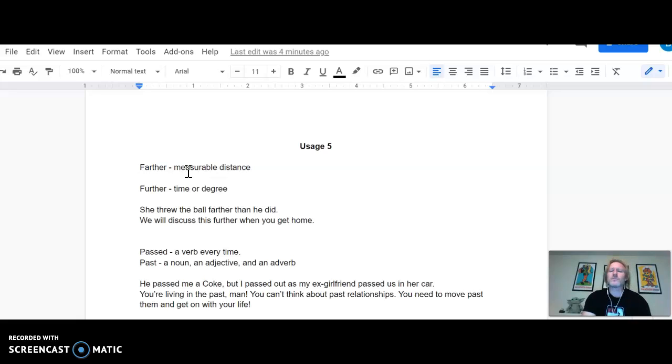The word further means time or degree. My example sentence here is one you've probably all heard if you've ever stayed out past curfew or done something while you were out and your parents found out. We will discuss this further when you get home. It just means in more depth, more detail.